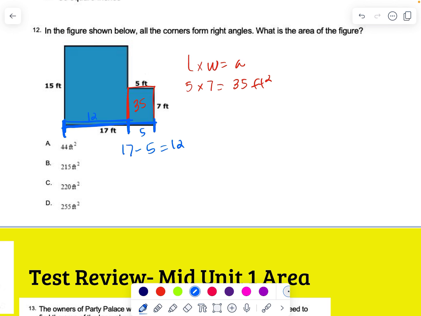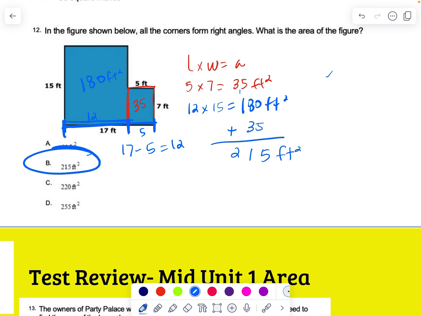So then we're going to use length times width again. So the length is 12 times the width is 15. And if we do that, it's 15 times 12, and that's going to be 180. Okay, and that's feet squared. I'm still not done because that's 180 feet squared. So if I take 180 and I add the 35, it's going to be 215 feet squared. So there's our answer right there.